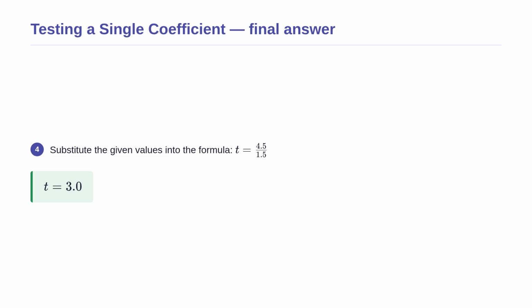Continuing with our calculation, we substitute the estimated coefficient of 4.5 into the numerator and the standard error of 1.5 into the denominator. This sets up our ratio of signal to noise. Dividing 4.5 by 1.5 gives us a final t-statistic of 3.0. In practical terms, this means our measured effect is 3 times larger than the expected random noise.